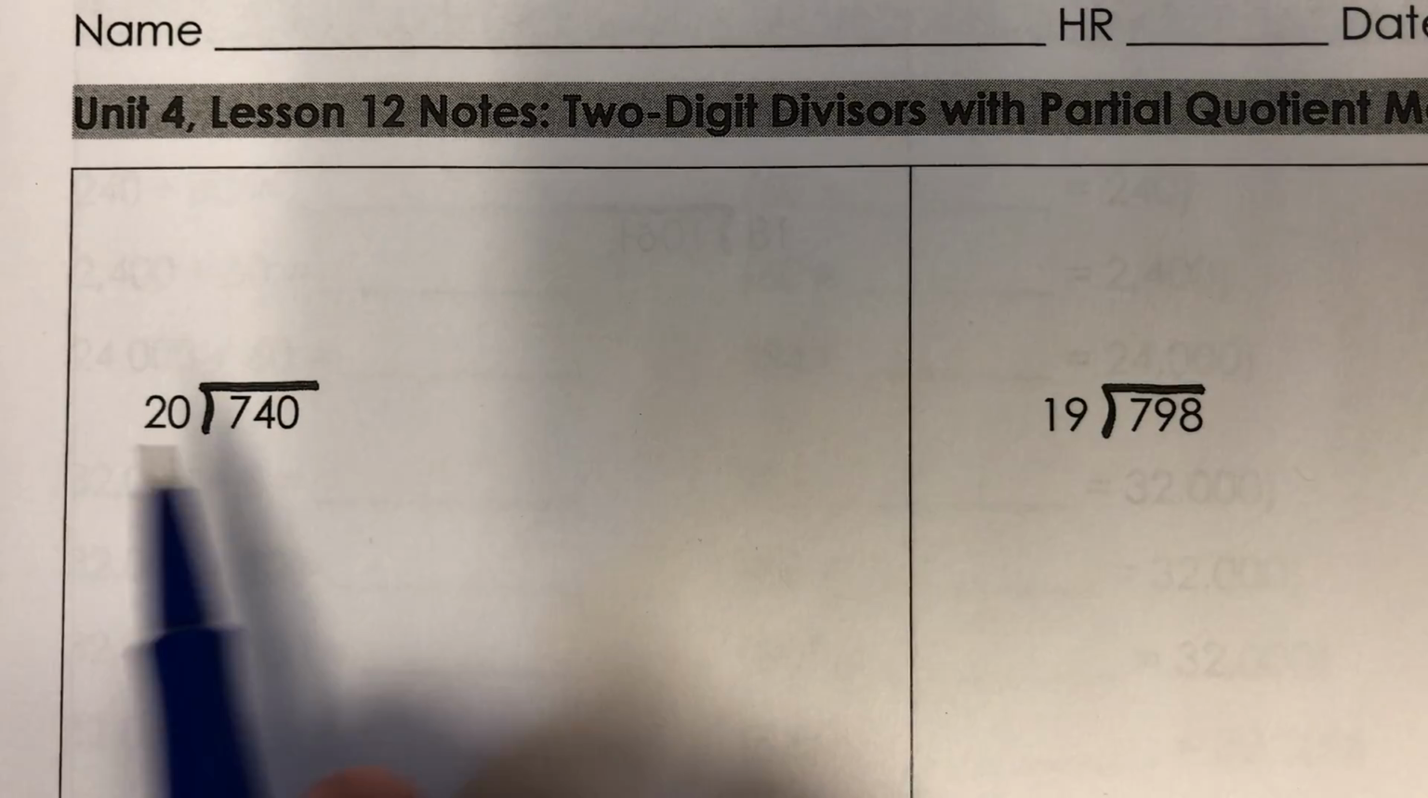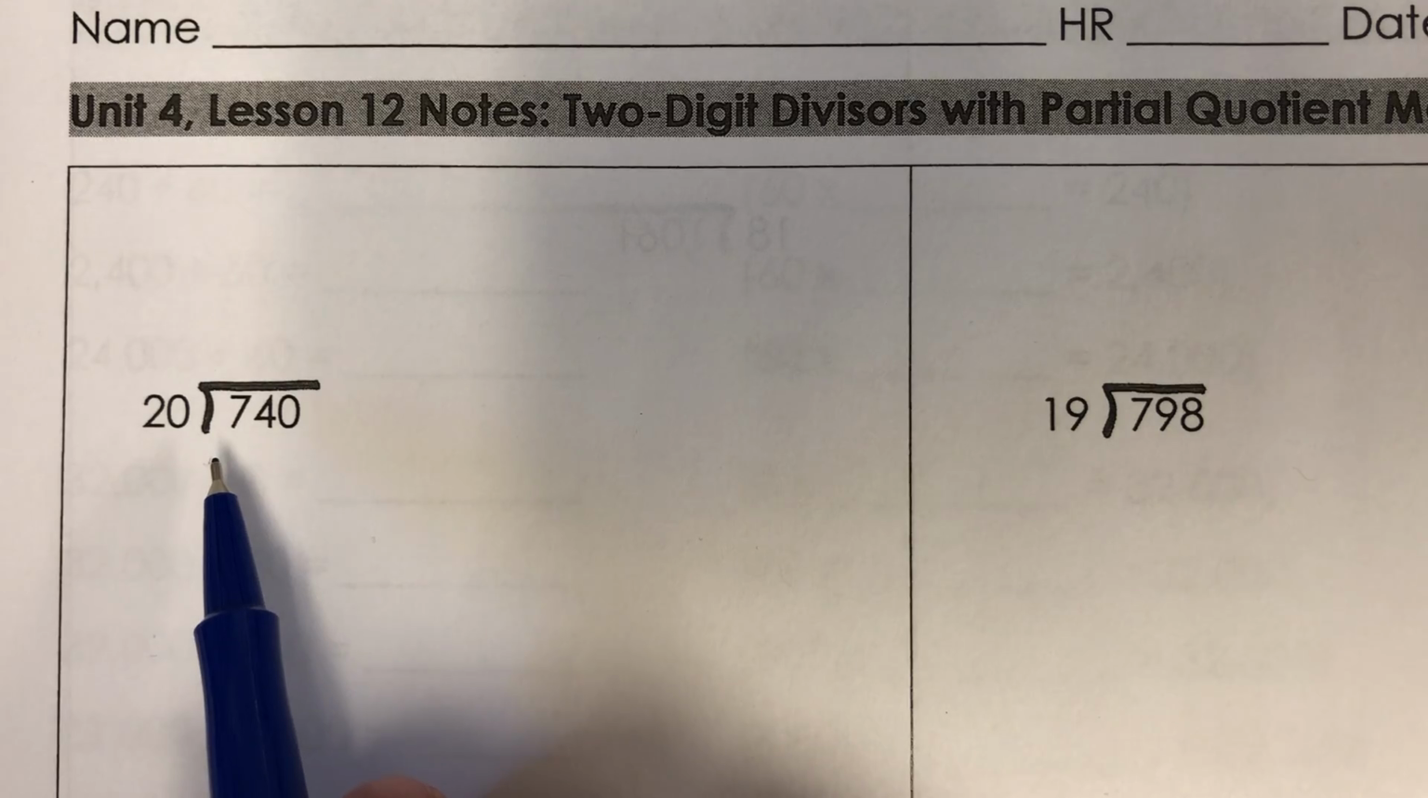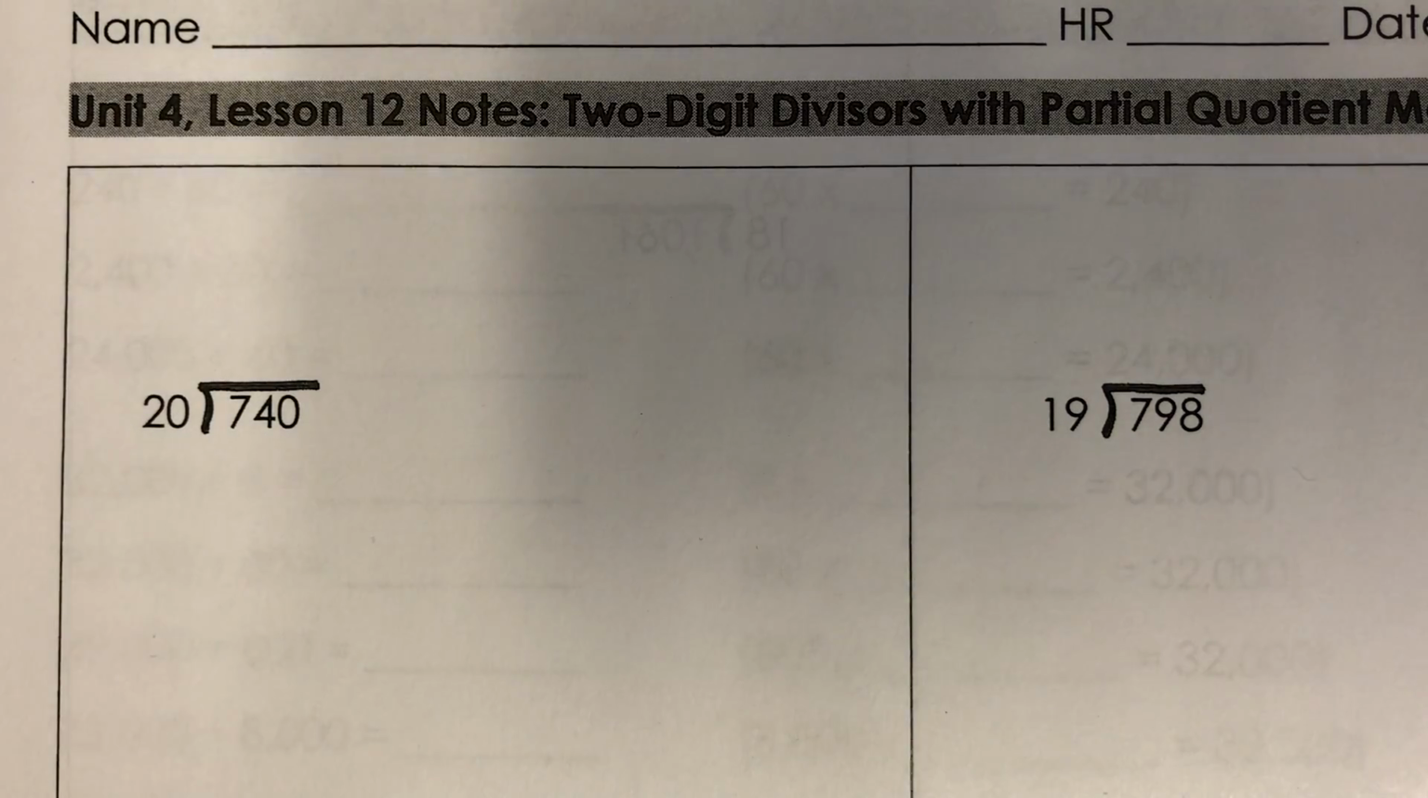Okay? So here's our first one. We have 20 into 740. Okay? So 20. Now 20 is not going to go into 7, right? So I look at 74, and how many 20s could I fit into 74 without going over? Well, if I count by 20s, 20, 40, 60. I can fit 3, right? So 3 20s will go into 74.